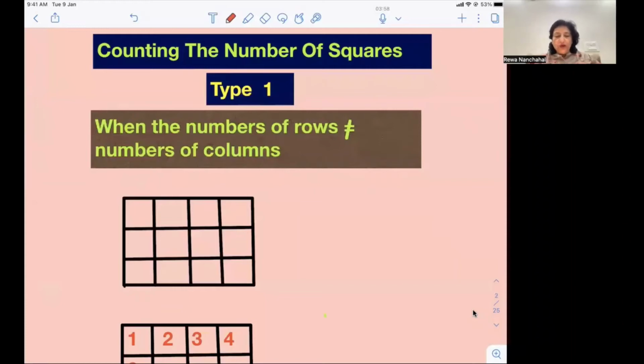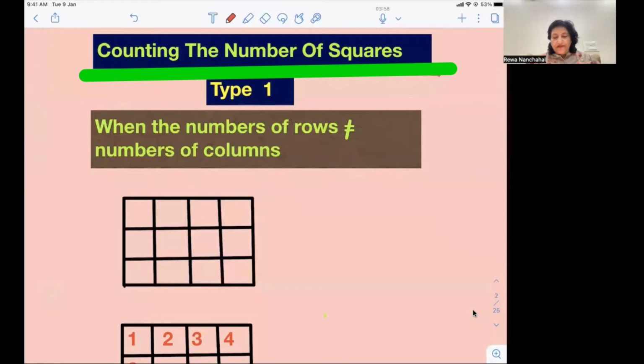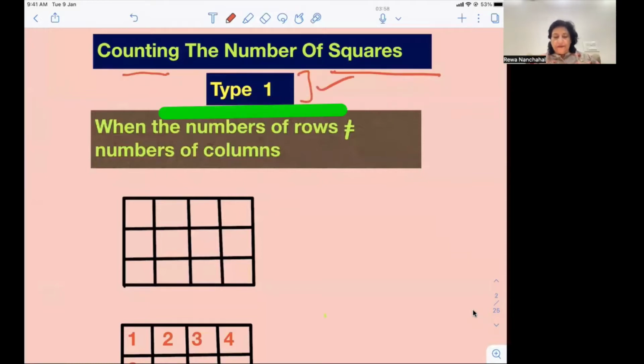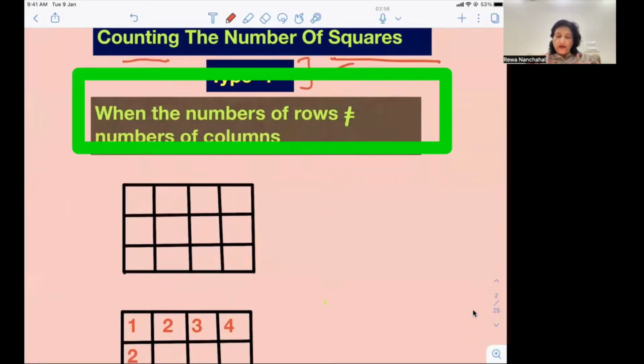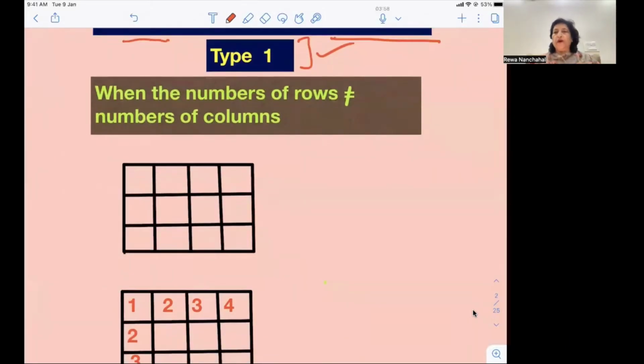Today we will learn how to count the number of squares. First, we will take the first type. And what is the first type? When the number of rows is not equal to the number of columns.